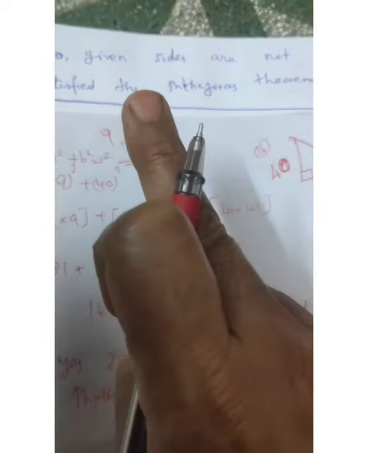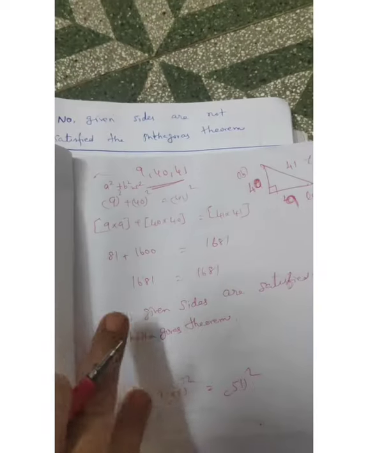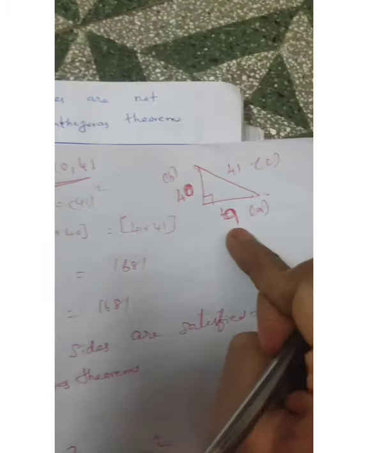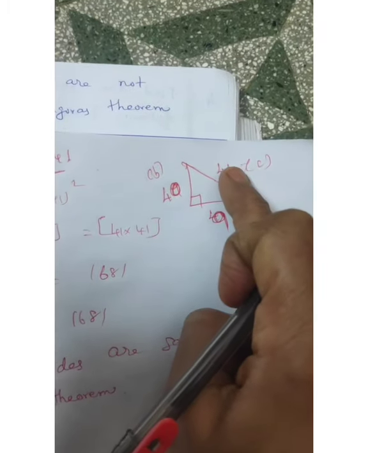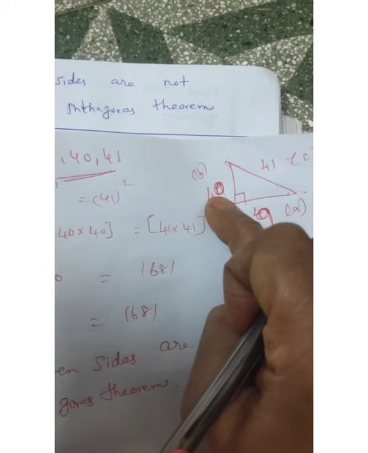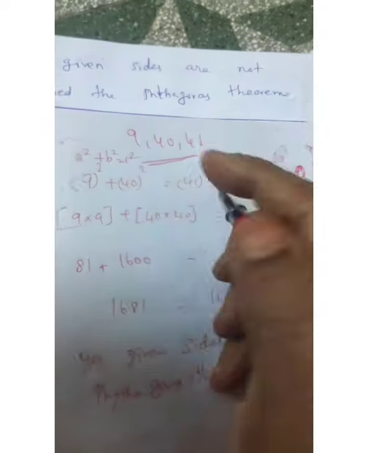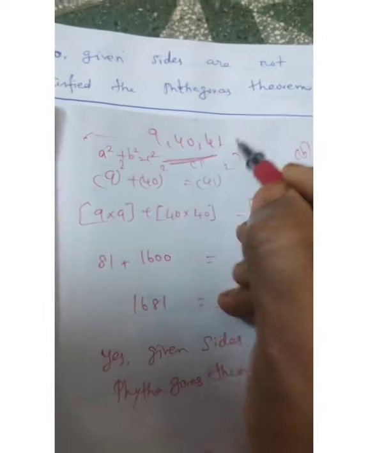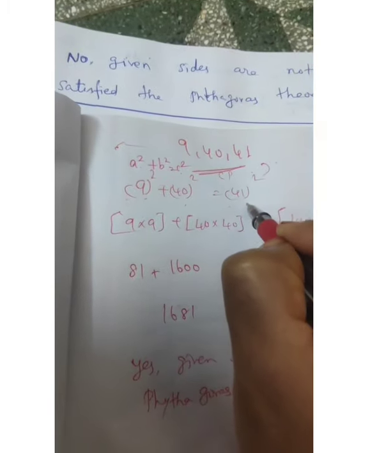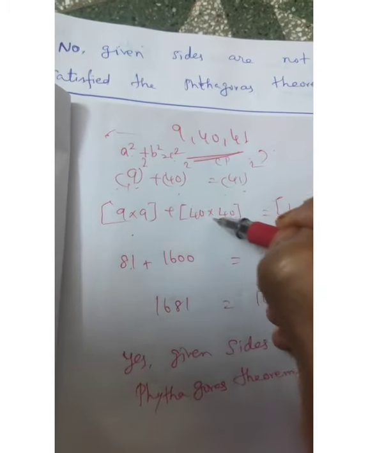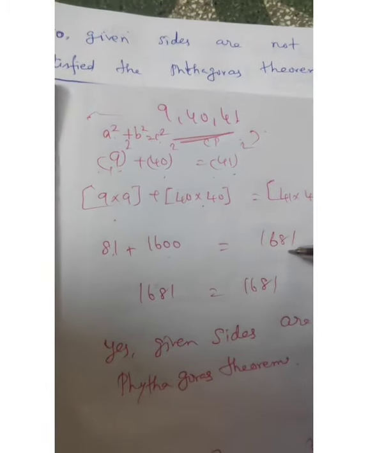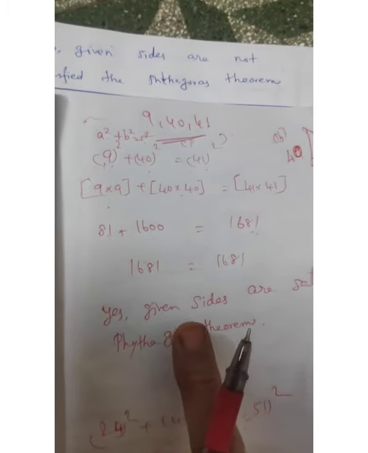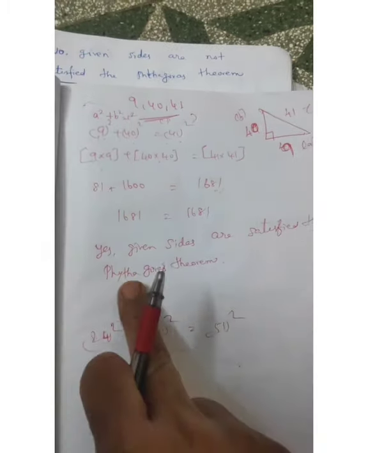Third question, you must do the fourth question. You must do the sum. Fourth question is 9, 40, 41. Draw a triangle, right angle triangle. 41 is the big side. Here you write 9, there you write 40. Substitute these values in the Pythagoras theorem. A squared plus B squared equal to C squared. This is the Pythagoras theorem. 9 squared plus 40 squared equal to 41 squared. 9 9s are 81. 40 into 40 equal to 1600, equals 1681. Both sides give the same answer. This is correct. Yes, you write: given sides are satisfied the Pythagoras theorem.